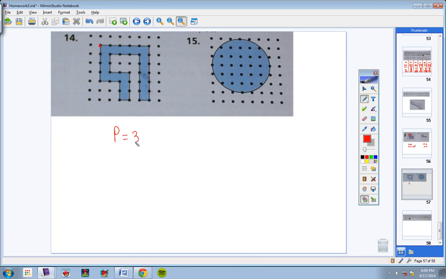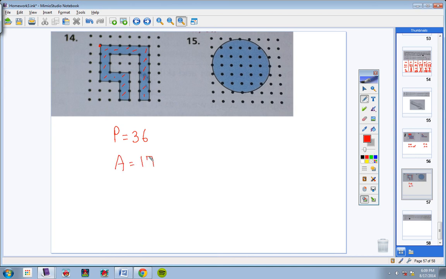Now let's count the area real quick, the boxes, okay? 1, 2, 3, 4, 5, 6, 7, 8, 9, 10, 11, 12, 13, 14, 15, 16, 17. So I'm getting an area of 17 square units, okay?